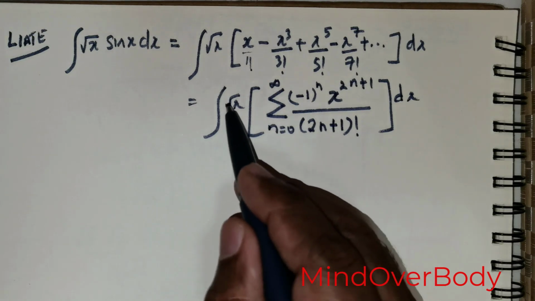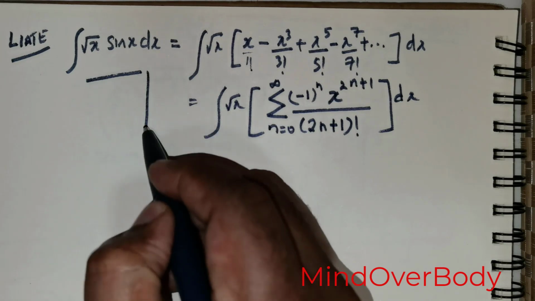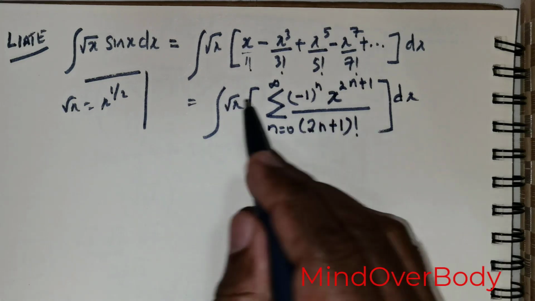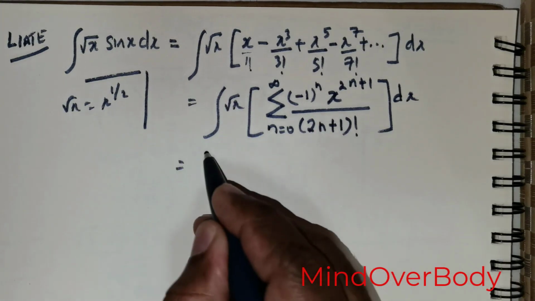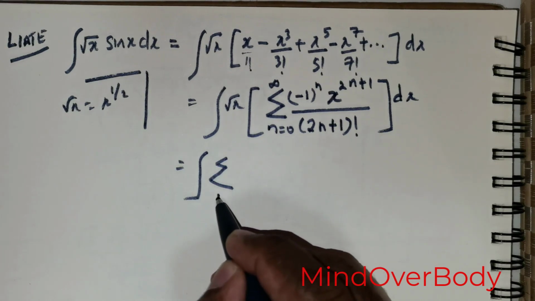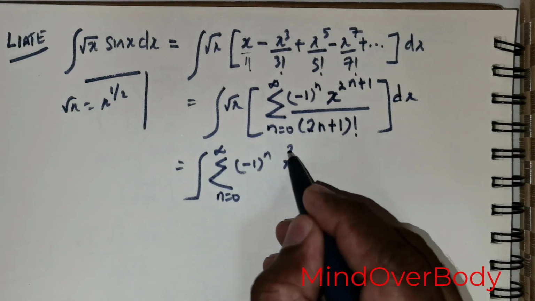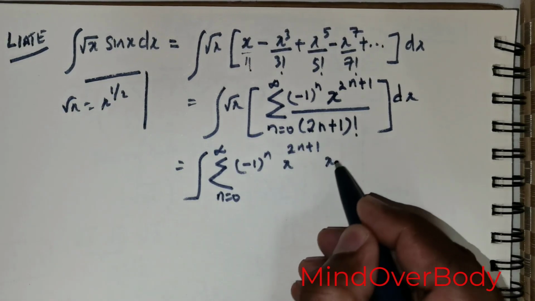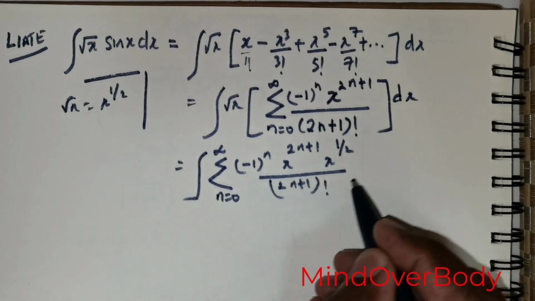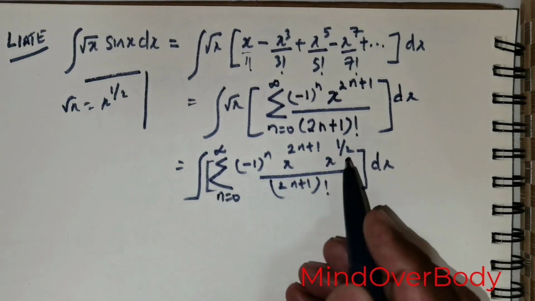Now if I were to take this root of x inside, root of x, I'm going to write it down here, is nothing but x raised to the power 1 over 2. So I need to use that. So when I push this root of x inside, this is going to give me the integral of sigma n is equal to 0 to infinity negative 1 raised to the power n times x raised to the power 2n plus 1 times x raised to the power 1 over 2 divided by 2n plus 1 factorial, and that has to be multiplied with dx. So this is what it is.